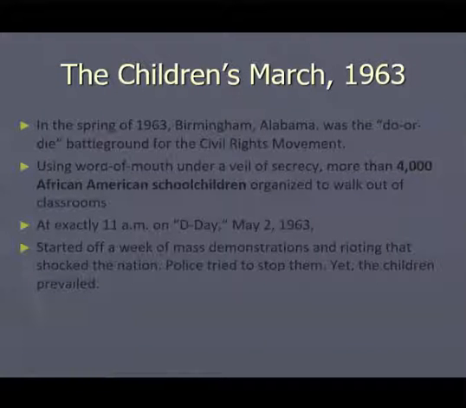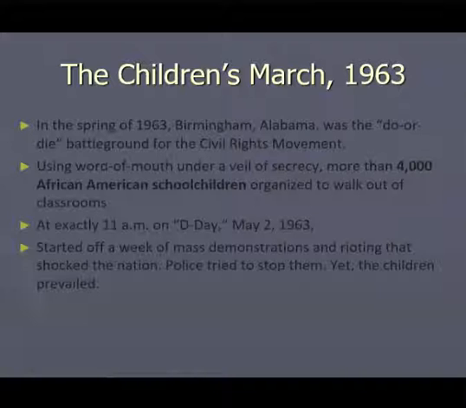All right, the next event we're going to talk about is the Children's March of 1963. We are still in Birmingham, Alabama. It is still very, very racist, and it was one of the big locations for the civil rights movement. So during this time, we had a lot of youths that were involved in the civil rights movement. And this particular event had more than 4,000 African American school children who organized to walk out of classrooms.